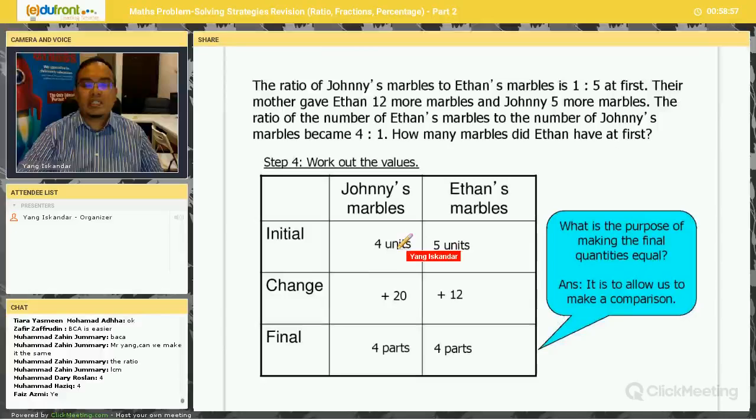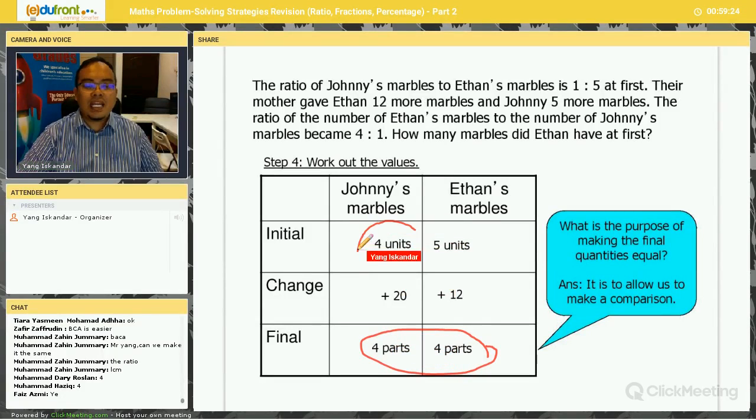So I get 4 units. Why 4 units? 1 unit multiplied by 4, I get 4 units. How do I get 20? 5 multiplied by 4, I get 20 here. And here, the number of parts is the same. So now you can see here, the number of parts is the same. Why do I do this? Since the 5 units of Ethan plus 12, I get 4 parts. Likewise, 4 units of John's marbles in the beginning plus 20, I also get 4 parts.